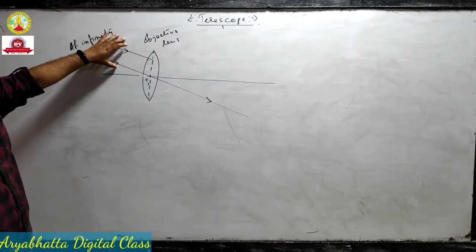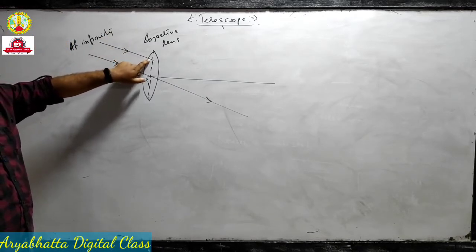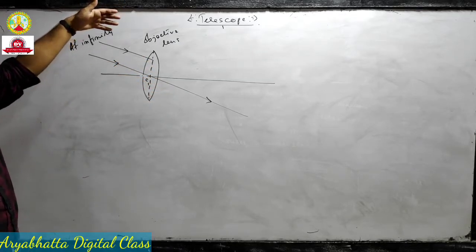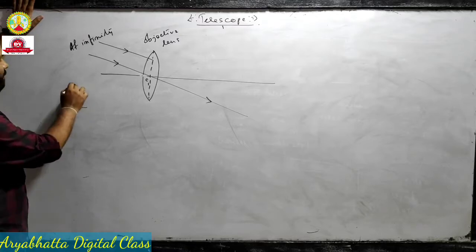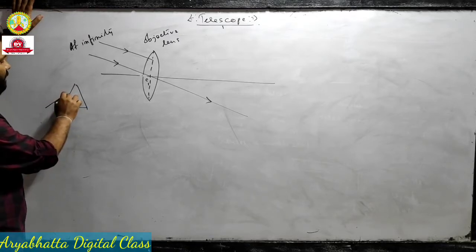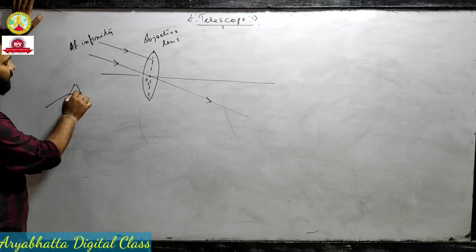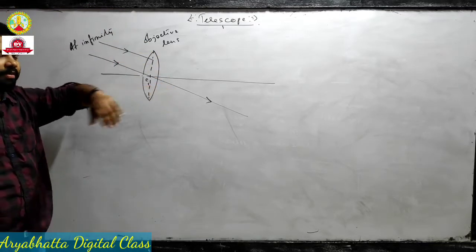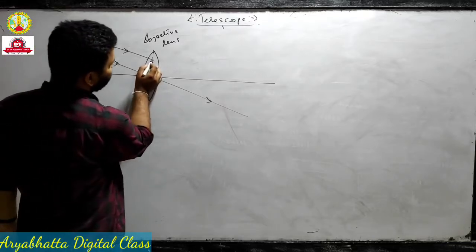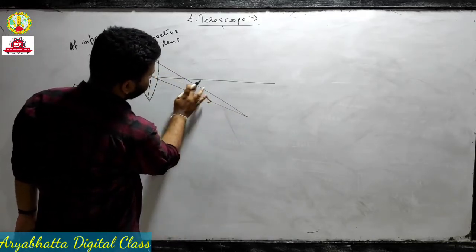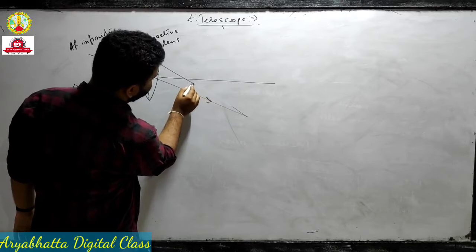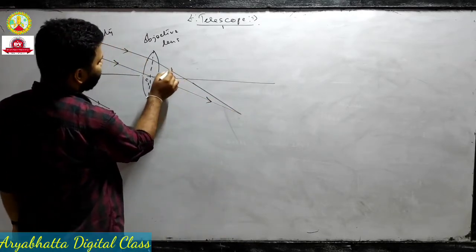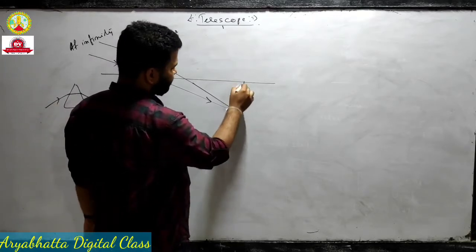Okay, so these two are parallel light rays. This light ray is traveling from rarer to denser, then from denser to rarer. You remember the prism? Light ray traveling from rarer to denser, then from denser to rarer. So it will move in this direction. So here also the light ray will move in the downward direction. So it will move in this way. It will travel like this. So an image will form at this location.